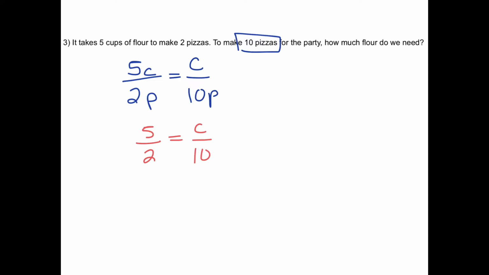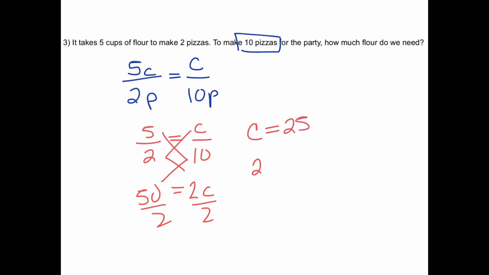I don't need those extra letters in there. They're not representing any multiplication. They were just labeling. Then I'm going to quickly cross multiply and divide to figure out how much flour we need. After cross multiplying and dividing, we get C equals 25. So that's 25 cups of flour.